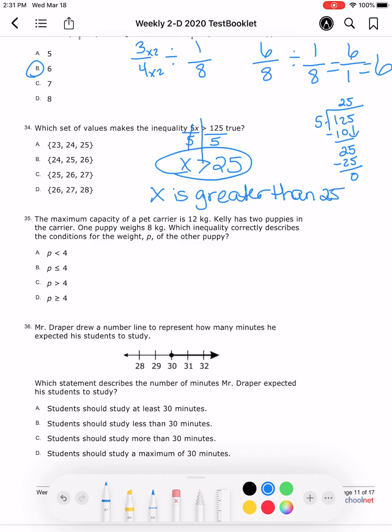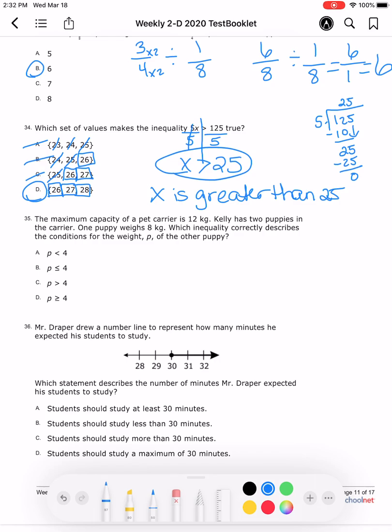So 23 is not greater than 25, 24 is not greater than 25, and 25 is not greater than 25, but 26 works. 26 is greater than 25, 27 is greater than 25, 28 is greater than 25.